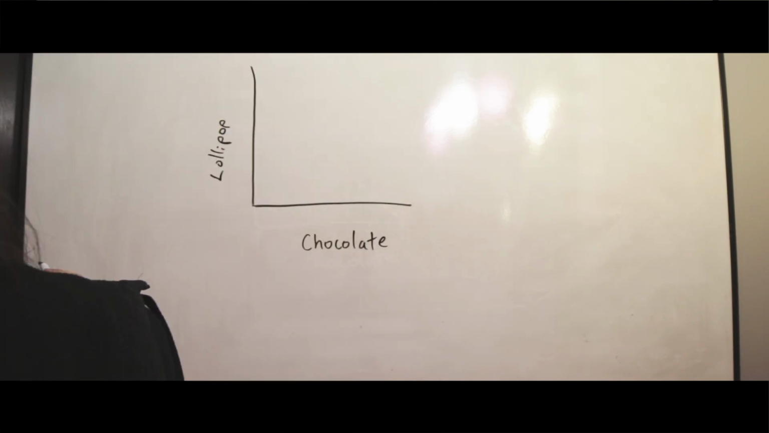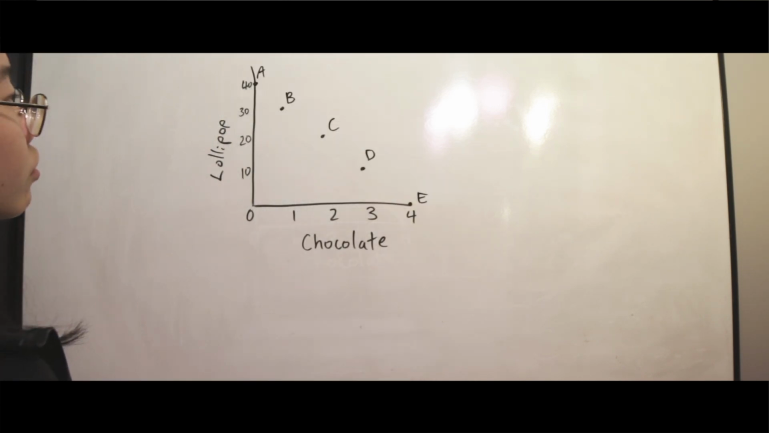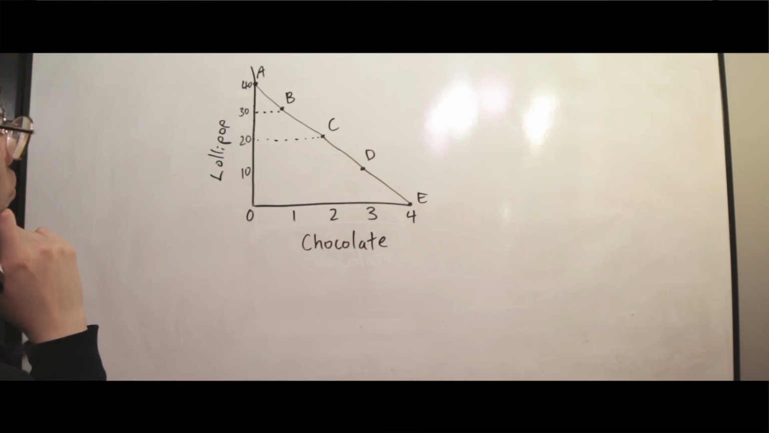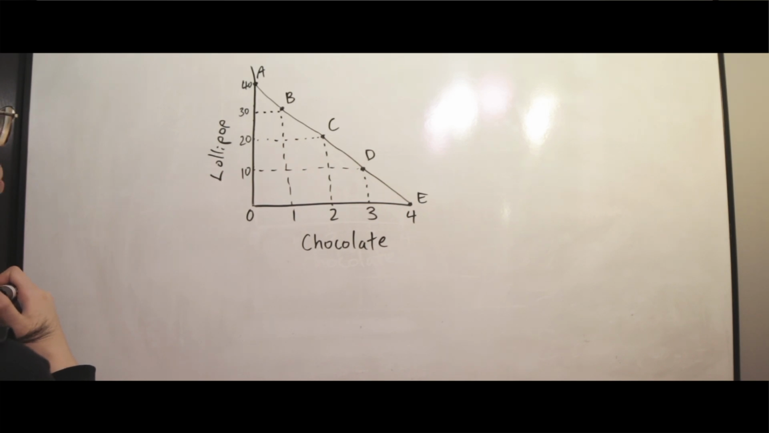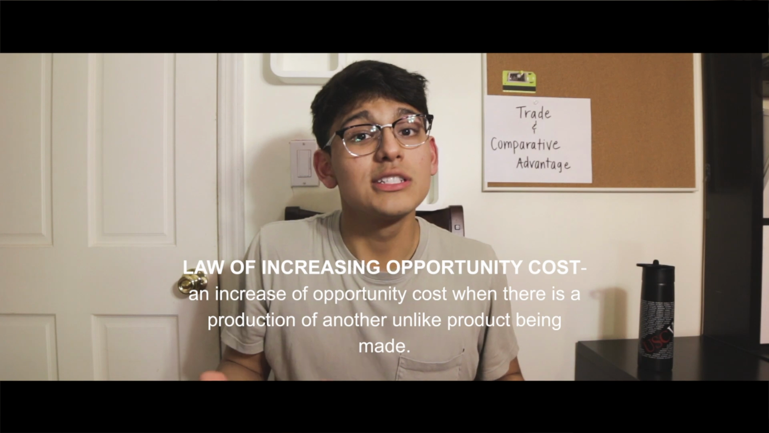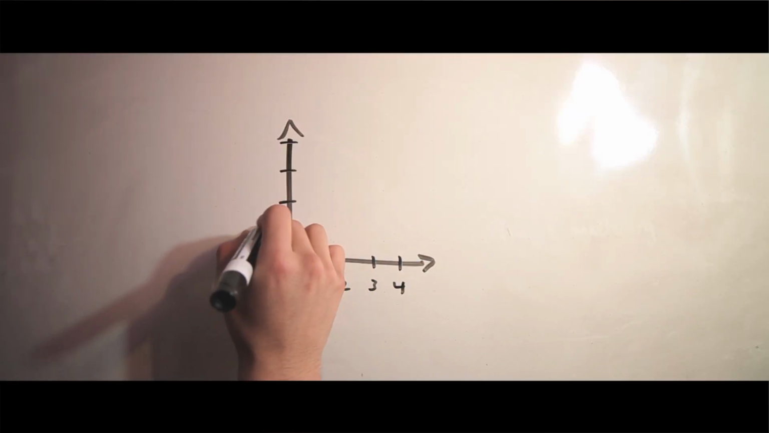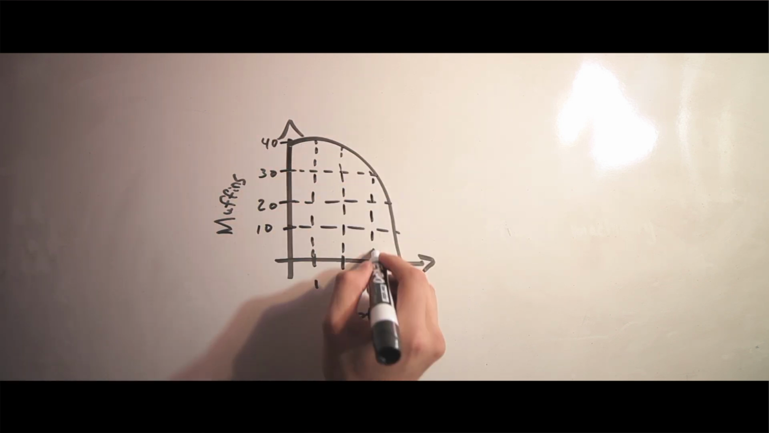For our first example, we have two products, chocolate and lollipops. As you can see, with every one increase in production of chocolate, the opportunity cost changes an equal amount, aka the slope stays constant. Now, there's also a concept known as the increasing law of opportunity cost, which is defined as an increase of opportunity cost when there is a production of another unlike product being made. This means resources are not readily adaptable. So here we have an example of an increasing opportunity cost problem where as you make more laptops, you are able to make less muffins.